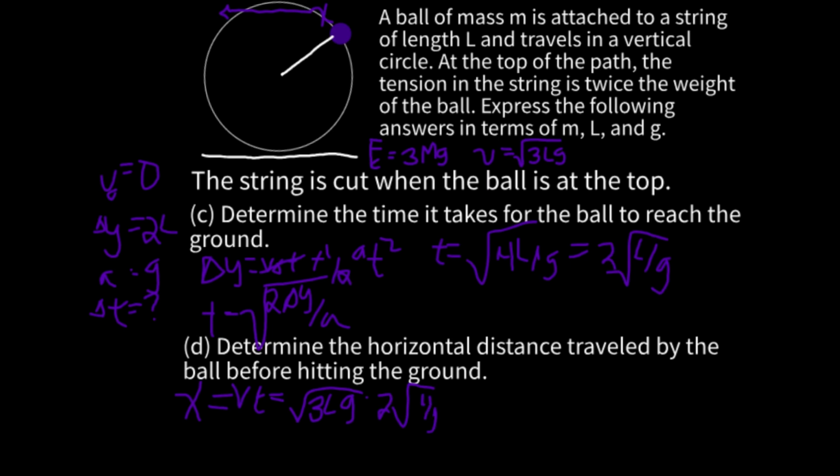We can combine what's under the square root because it's all being multiplied. And that gives us 2 times the square root of 3L squared g divided by g. Alright, and then our L squared and the square root cancel. And for part D, we get 2L square root of 3.